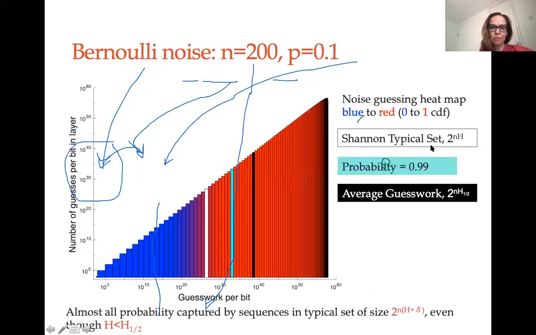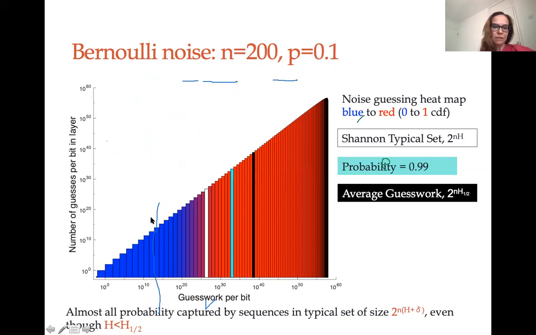Let's look at another example. In this example, I'm now looking again at a binary symmetric channel, so Bernoulli noise. And you can see a little bit more differentiation here. You can see this heat map of accumulating probability from blue to red. Purple is kind of around 0.5. Here again, you see the Shannon typical set. Here you see probability 0.99. And here you see what it would actually take for you to guess the real noise.